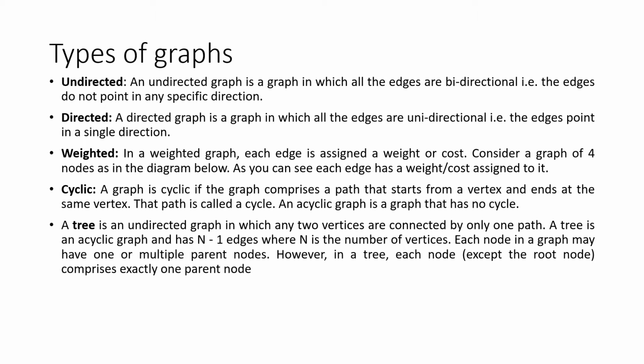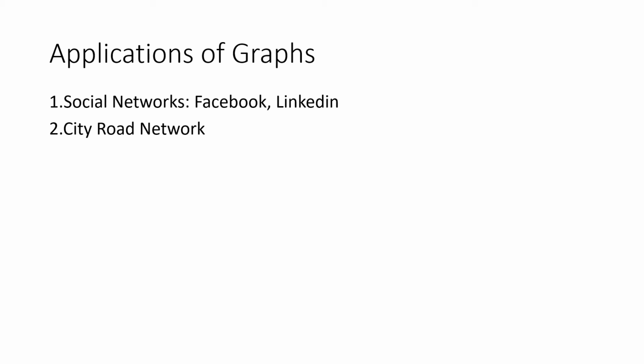Then a cyclic graph. What does that mean? A cyclic graph will start from one vertex and again come back and end at the same vertex. So it always keeps cycling across the same vertex. And I've already explained this. So then where are the applications of these graphs?